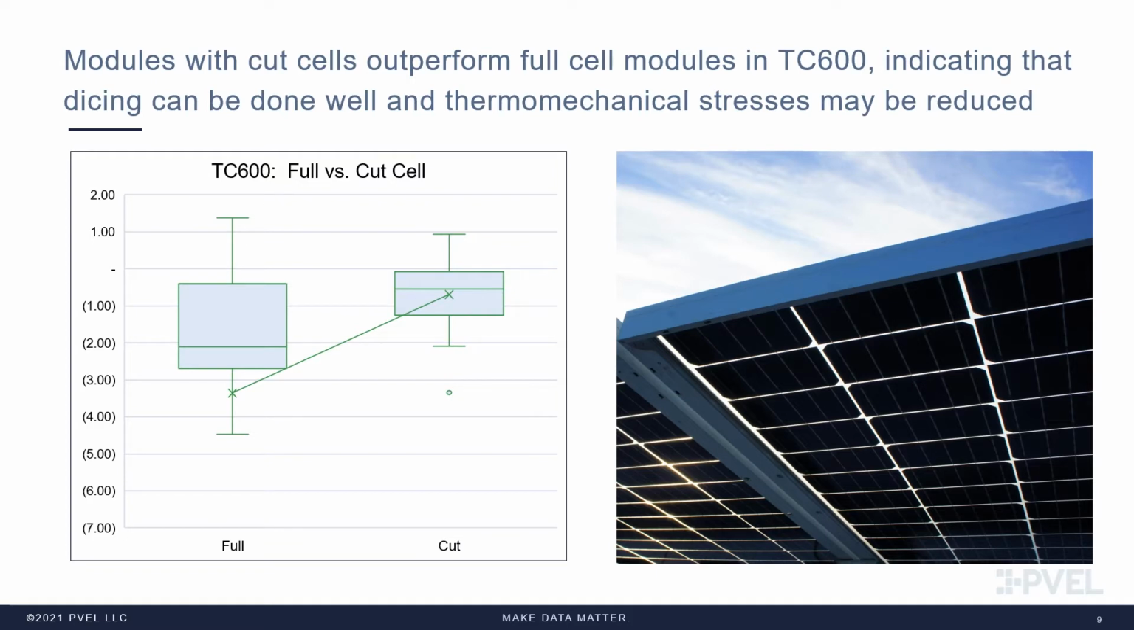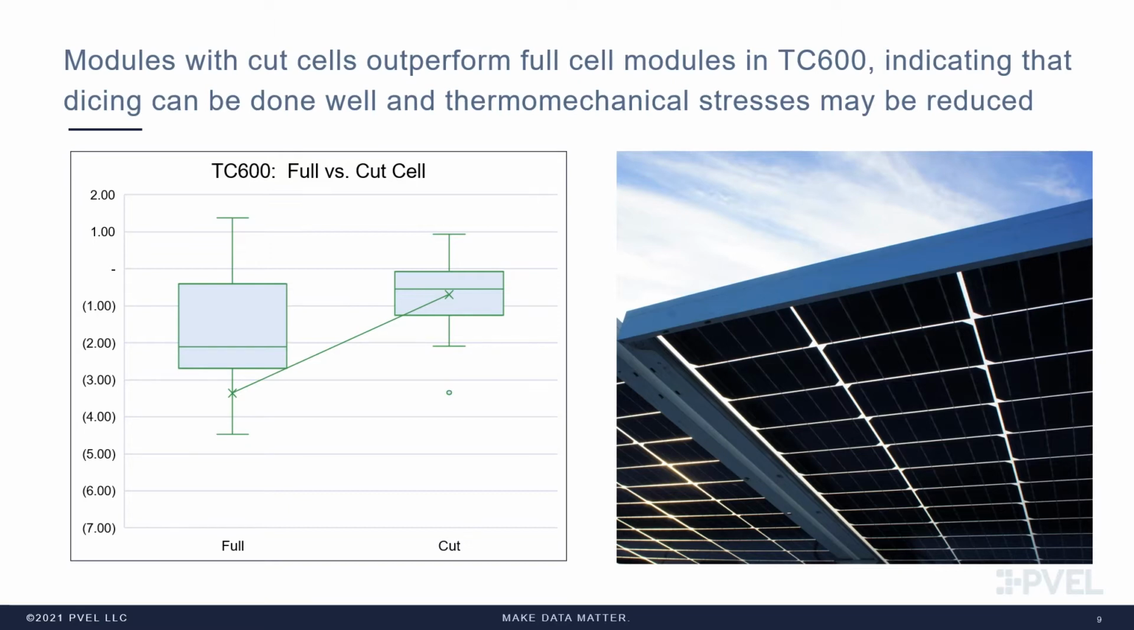We've seen a large volume of cut cell modules entering the US market. Historically, full cell modules dominated the market, but in the past few years, many of the manufacturers have moved to cutting cells in half. We've even seen some 1/3 cut cells. As we see in the chart here, the modules built with cut cells actually tend to perform better than full cell modules. Of course, there are many individual examples of full cell modules performing quite well.